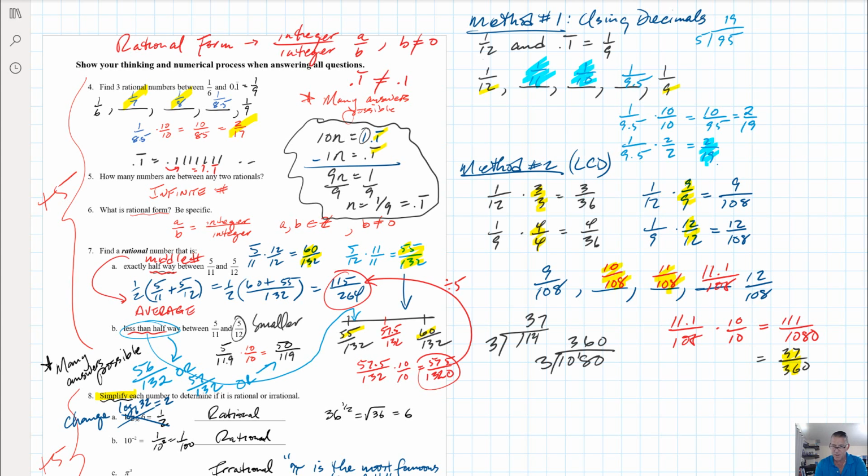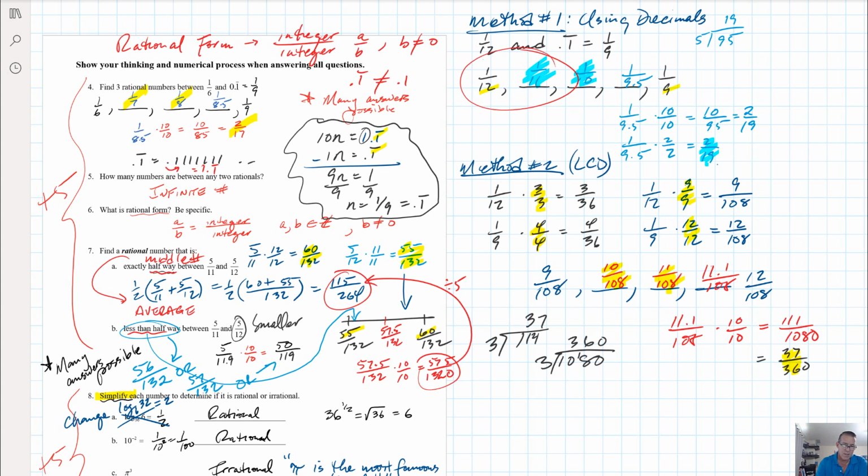Like, I can continue doing this. I can pick any two of these numbers, like, for example, these two right here, 1/12 and 1/11, and I can find three rationals between those. And I can continue doing this process forever. And so it kind of gave everybody the idea that between any two numbers, there's an infinite number of numbers.